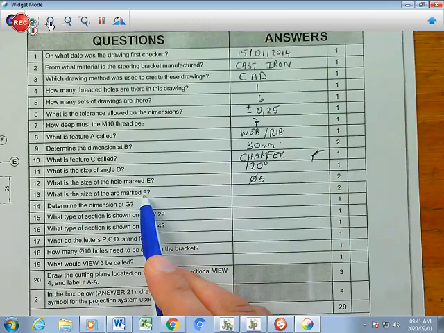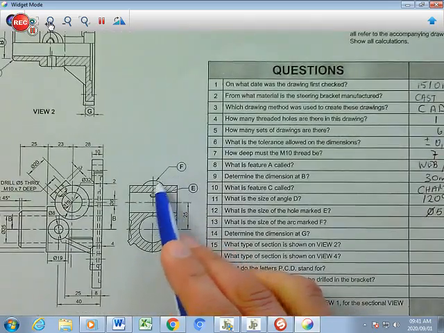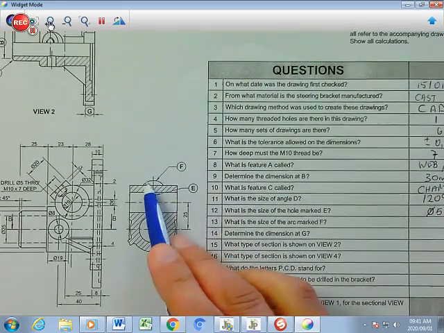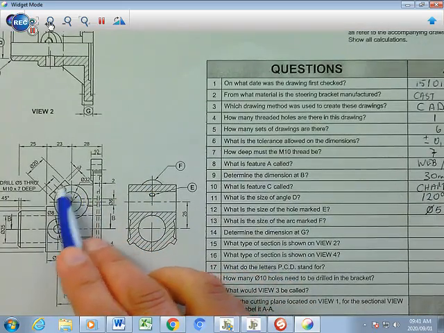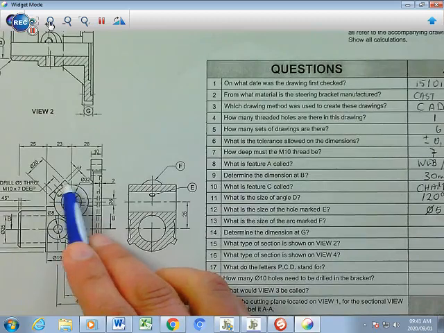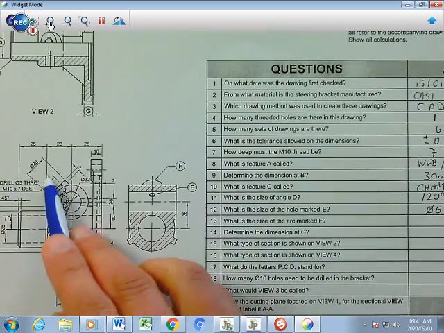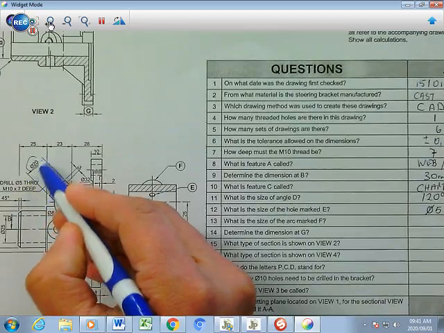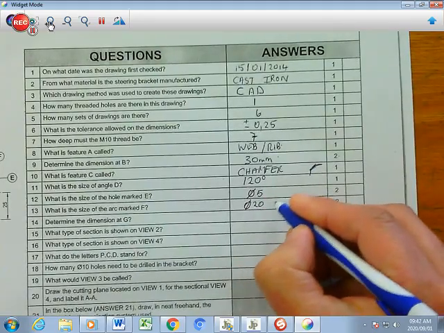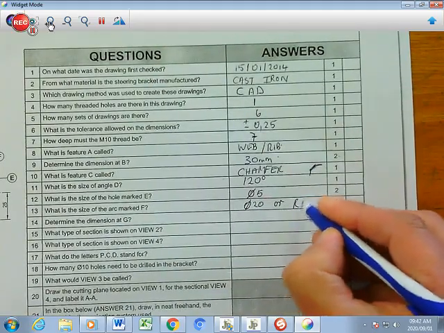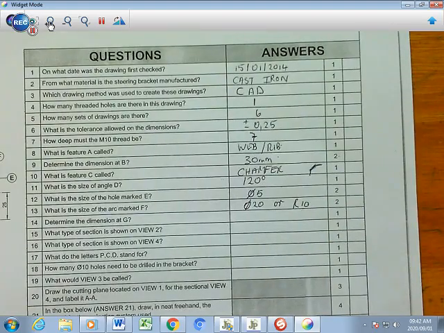13, what is the size of the arc marked F? So you're going to find that's the arc at F there. It is a little hump that comes out from something here. If you look at it, you're going to see it's diameter 20. You can write diameter 20, or you can write radius 10, which would also suffice.